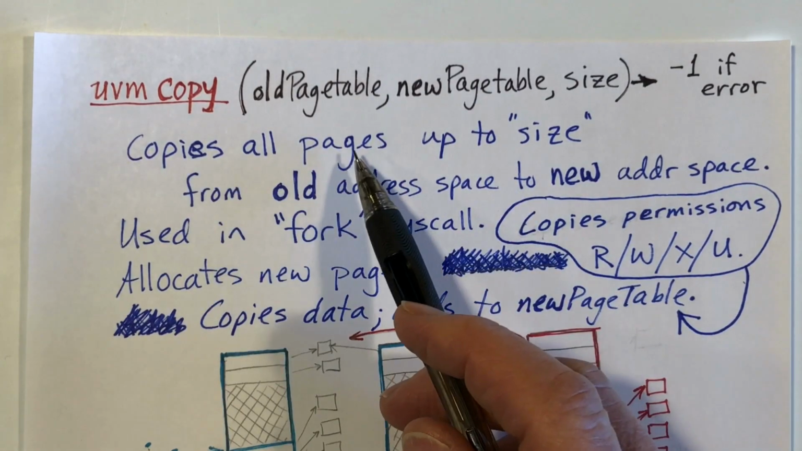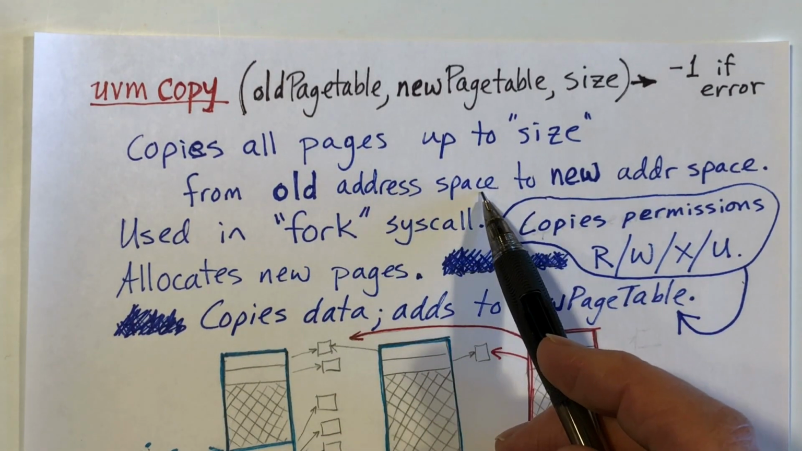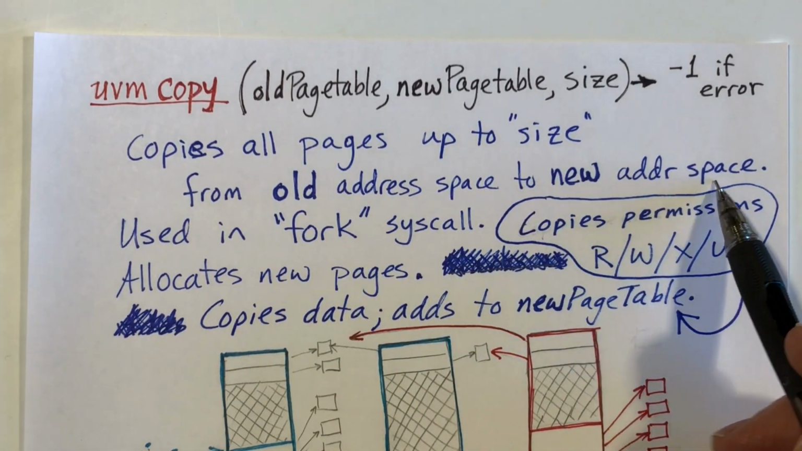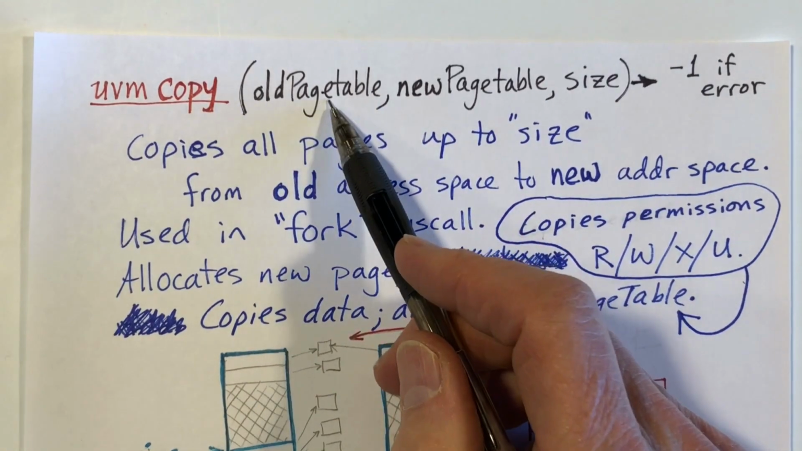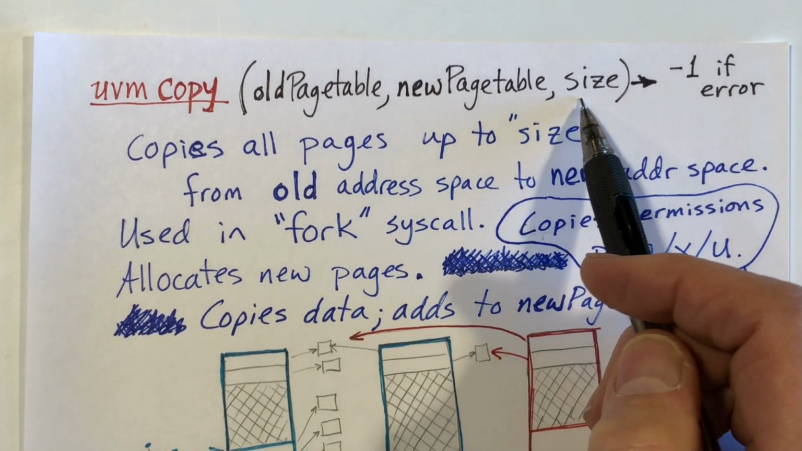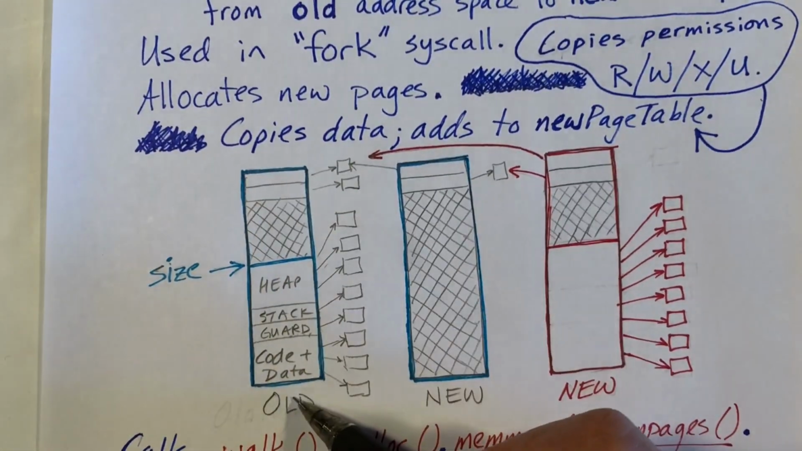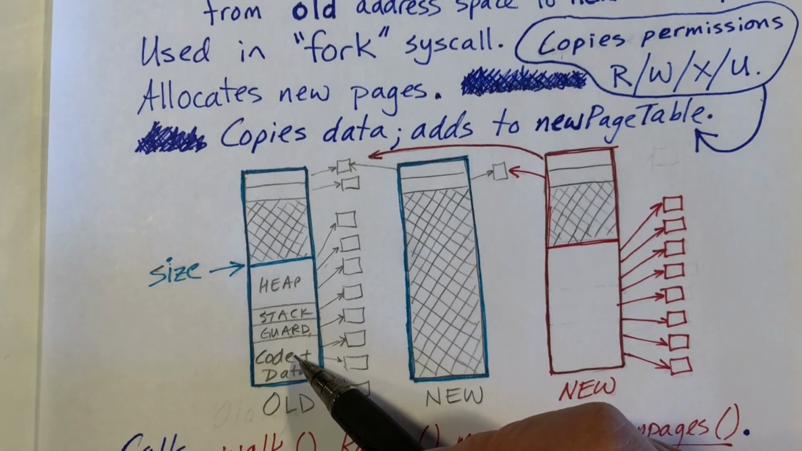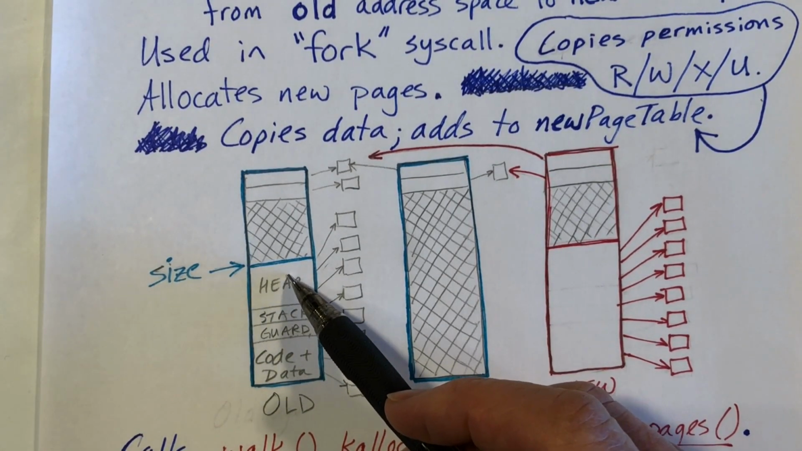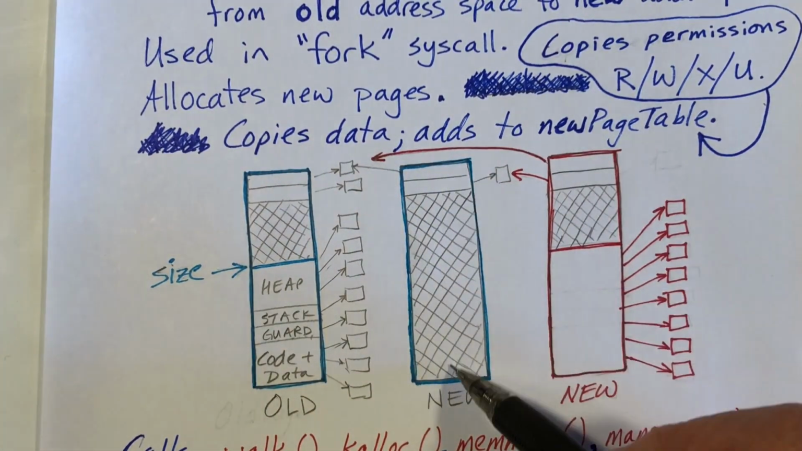It will copy all pages up to size from the old address space and put them into a new address space. So it's passed a pointer to the old page table and to the new page table, as well as the size. So here is a picture of the old address space. We've got the code, the data, the guard, the stack, the heap pages, as well as the trampoline and trap frame. And here is the new address space before we call this function.